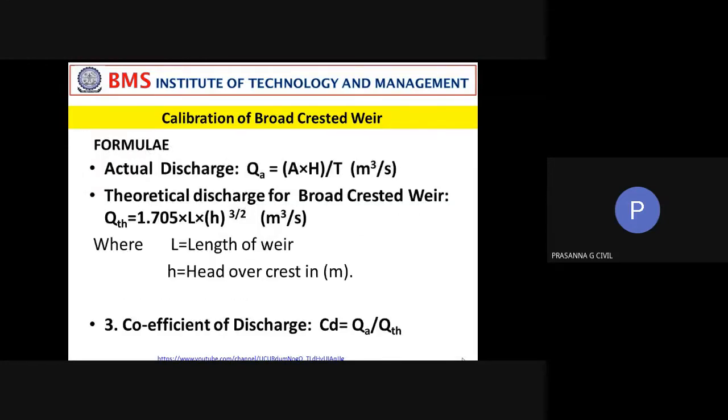Coming to the formulae required, the actual discharge is calculated as A into H by T, where A is the area of the collecting tank, H is the rise of water in the collecting tank, and T is the time taken for the rise of water. The theoretical discharge for the broad-crested weir is given by the expression 1.705 into L into H raised to 3 by 2, where L is the length of the weir and H is the head over the crest of the weir. And lastly, the coefficient of discharge, CD, is calculated as Q actual divided by Q theoretical.